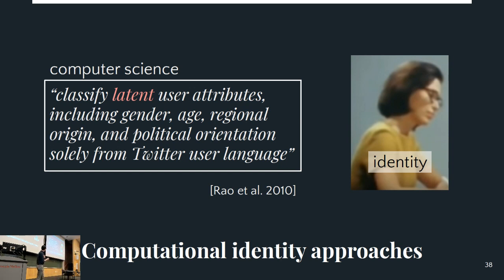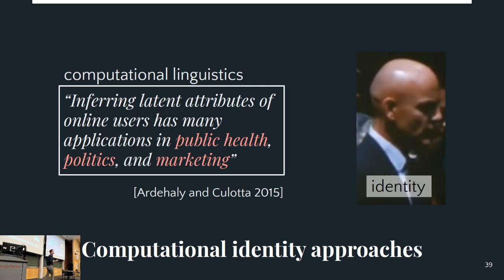And again, in computational linguistics, with user attribute inference, the goal here would be to do something like public health or marketing or politics. And of course, these fields have different goals that I'm describing. So this would be more the computer science goal. But I would argue that this sort of mindset about identity can lead to some problematic things.